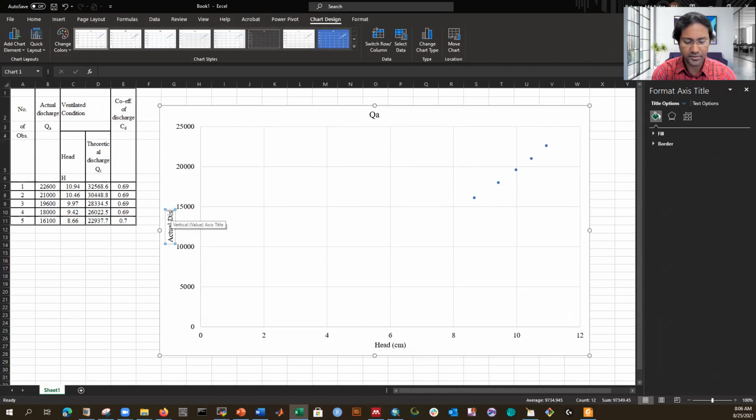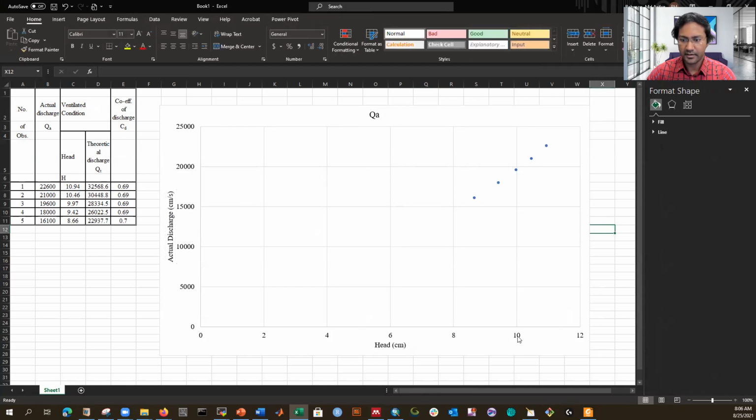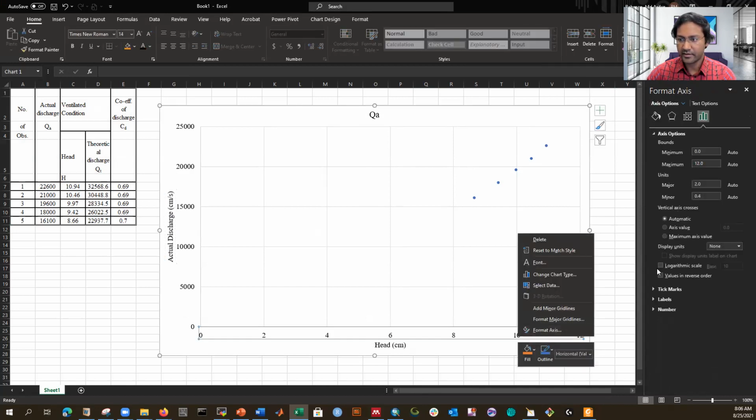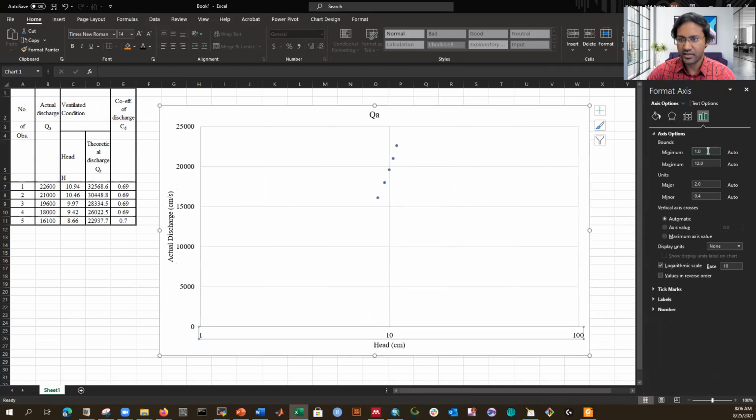Actual discharge, basically centimeter per second. Okay, so then right click and then format axis, you'll have here logarithmic scale, and you can change it from 1 to 10. You can set, for this case it is okay. I'm right clicking and adding minor grid line, so now we can see.